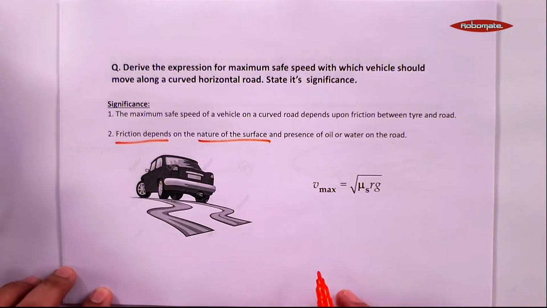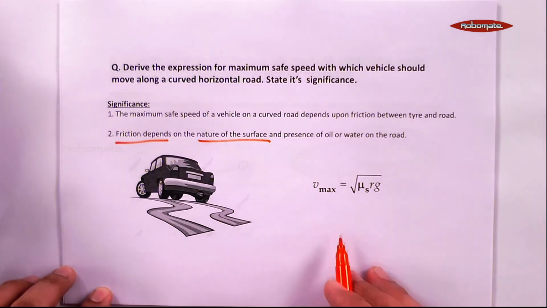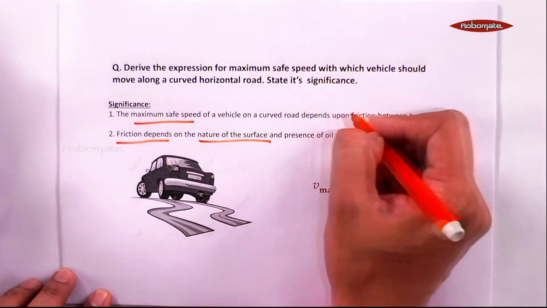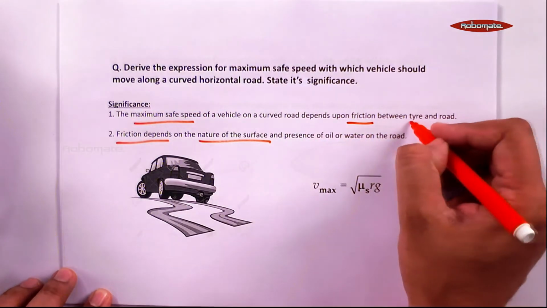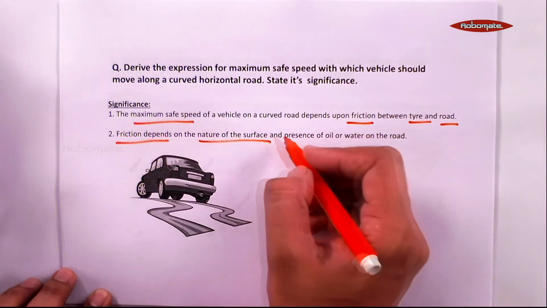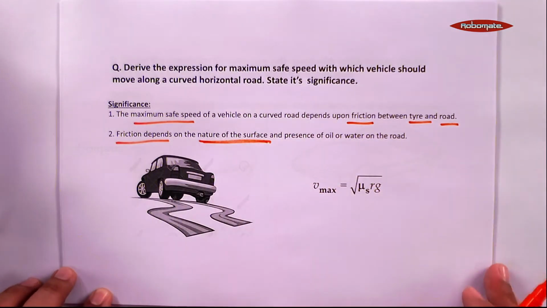And if frictional value decreases, what will happen? The maximum safe velocity for that particular curved road will also change. So the first thing you need to understand is that the maximum safe velocity depends on friction. Friction between what? The tire and the road surface. And second, you need to understand that this friction again depends on the nature of the surface.